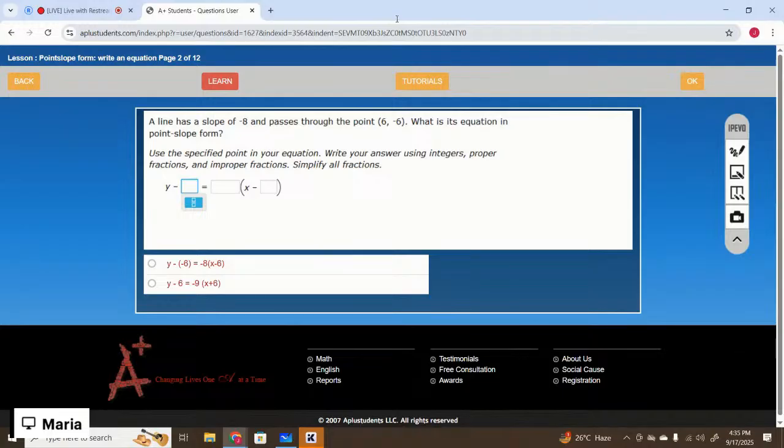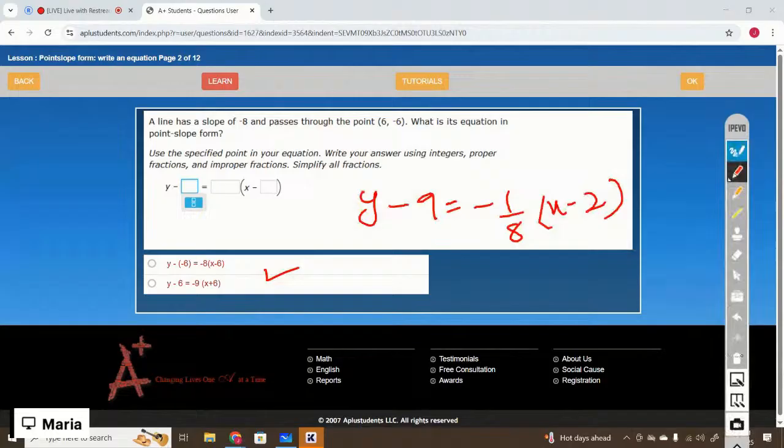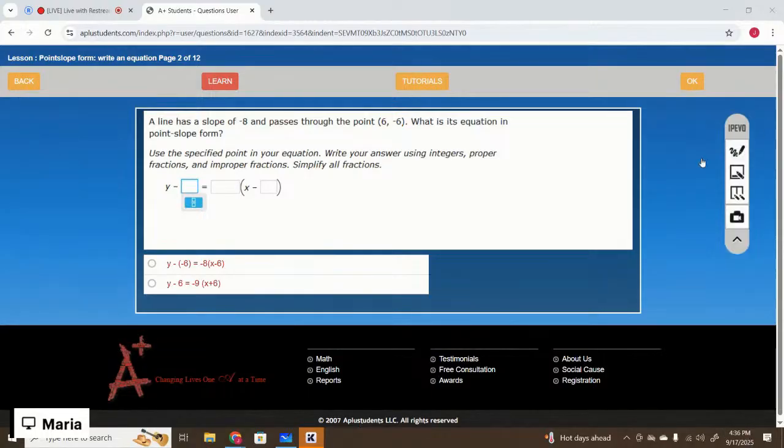A line has a slope of negative 8, passes through the point 6, negative 6. What is its equation in point slope form? So that is y minus y1. This is y1. So it would be y minus negative 6 equals negative 8 times x minus 6. Option number 1 is the correct option.